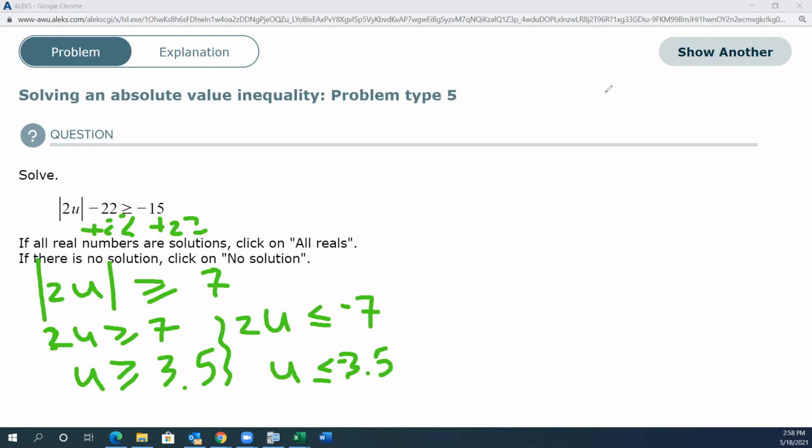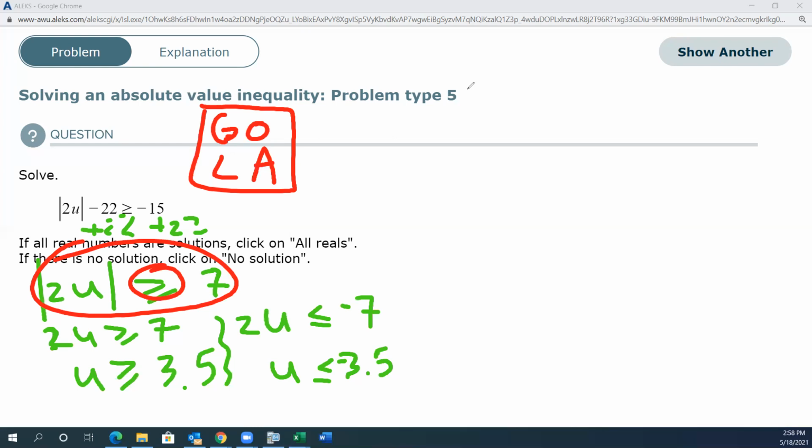Now the question is, what do we connect them with? And, or? Since this is Idaho, to help me remember the GOLA, I can say, go back to LA, California, or I can say, go Lakers, or just whatever works for you. Well, once the absolute value expression was isolated, we had a greater than sign. So greater than means we're going to connect with an or. In other words, union. So let's see what that looks like.